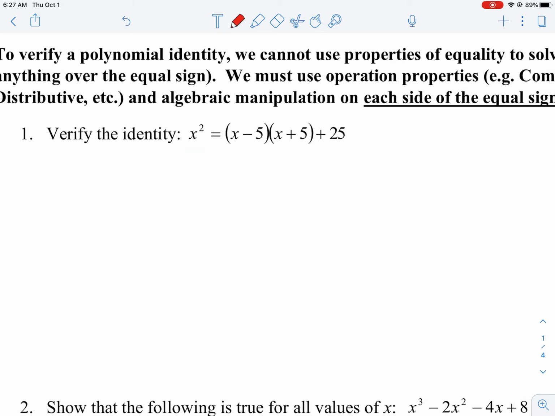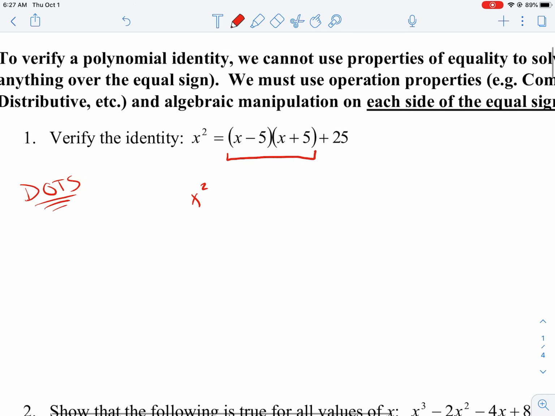Let's first look at this piece right here. Now we're kind of working backwards in comparison to what we've done in the previous units. But this is an example of a dots problem. This is actually a difference of two squares already factored out. So let's go back the other direction.